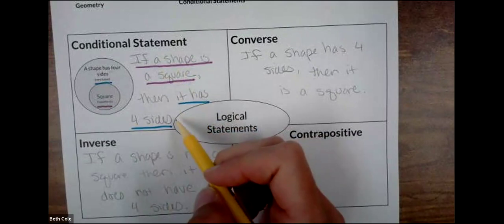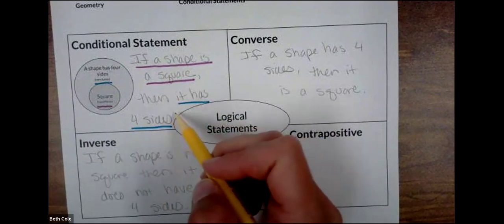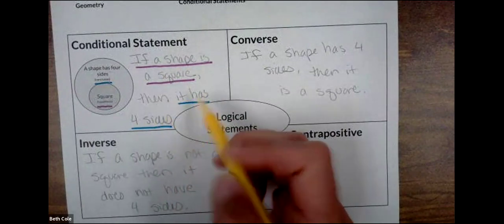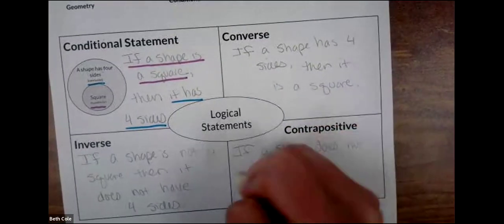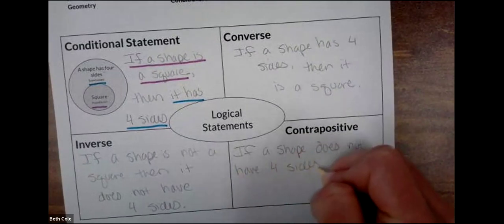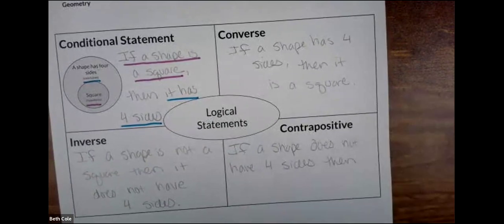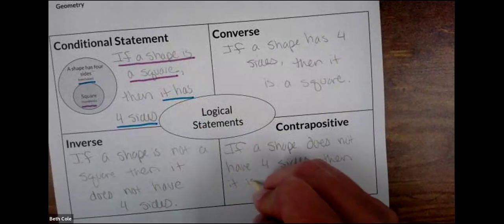So let's go ahead and write that for our example here. If a shape is a square, then it has 4 sides. Again, I'm going back to my labeled part. We are going to reverse it. So this blue part is going to come first, but we have to negate. So it's going to be if what? If a shape does not have 4 sides. Perfect. If a shape does not have 4 sides, then, so now you want the purple part, but you also have to negate it. So then it is not a square.